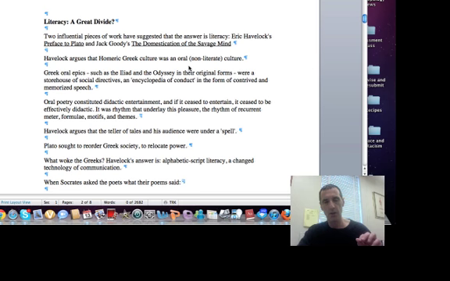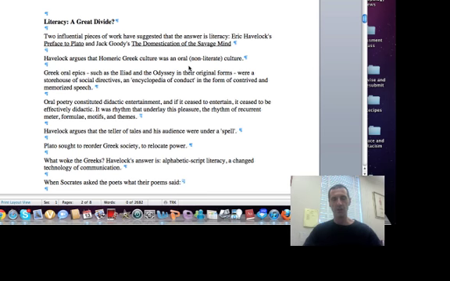Havelock argued that Homeric Greek culture was an oral or non-literate culture. His characterization of that culture has been used both as a characterization of oral cultures generally and as a cornerstone in the argument that it's literacy that makes for the great divide between human cultures and their way of thinking.